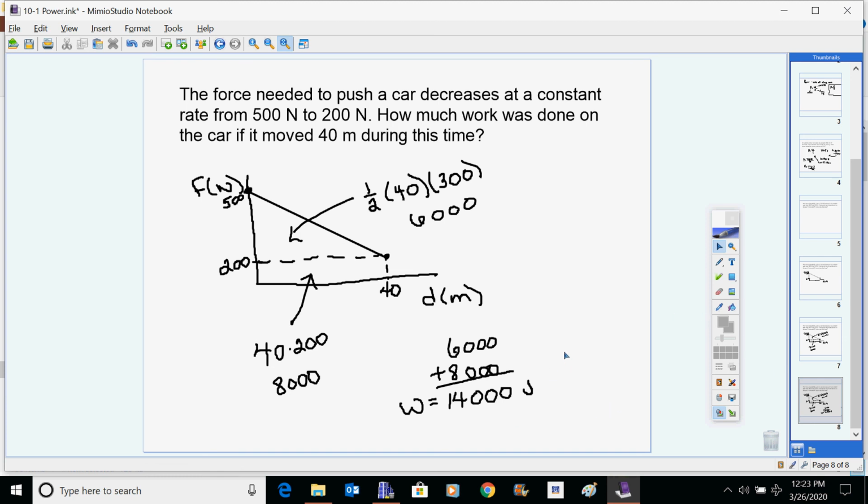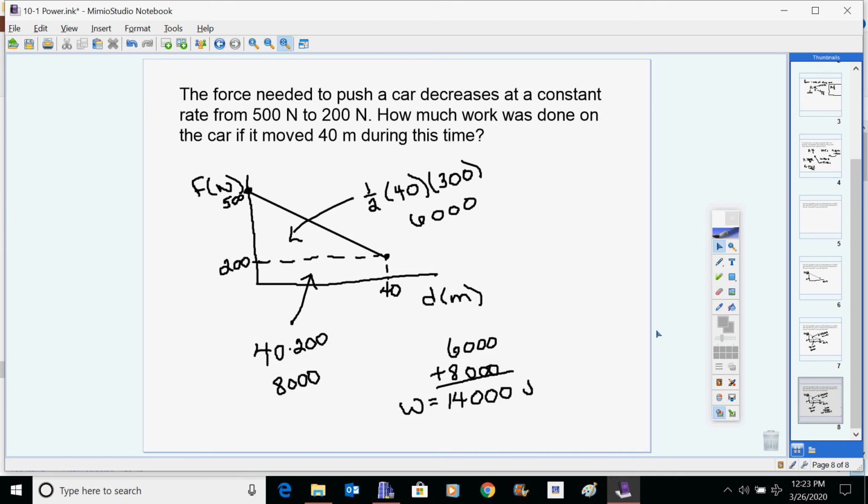If you wanted to extend that question a little bit, you could ask something like, if this was accomplished in 14 seconds, how much power was generated during that time? And you would do 14,000 divided by 14 and have 1,000 watts of power for that. So that's just my little brief lesson today.